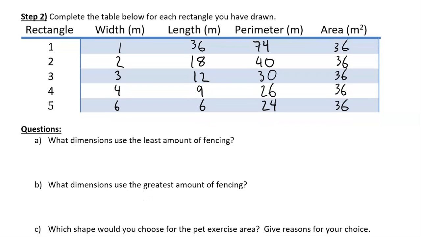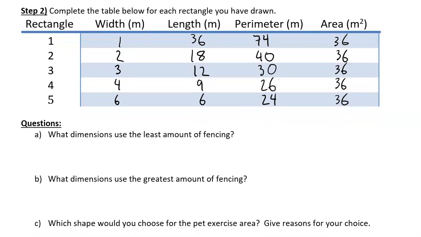So here's the questions that I want us to reflect on. What dimensions use the least amount of fencing? Well, they're the 6 by 6. More specifically, it's the square that uses the least amount of fencing. What dimensions use the greatest amount of fencing? Well, they're the 1 by 36 dimensions. The longest and skinniest.